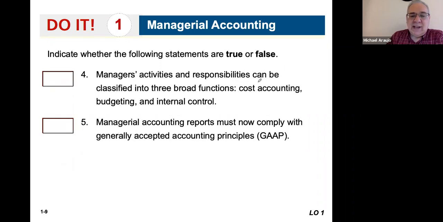Managers' activities can be classified into 3 broad functions. Now, the functions part is the key here. And we know that that is false. It's the planning, directing, controlling functions that were mentioned earlier. And managerial accounting reports must comply with GAAP. No, they don't have that standard as well. They do not. So there you go. Your first little lecture for managerial accounting. As you can see, it's different.